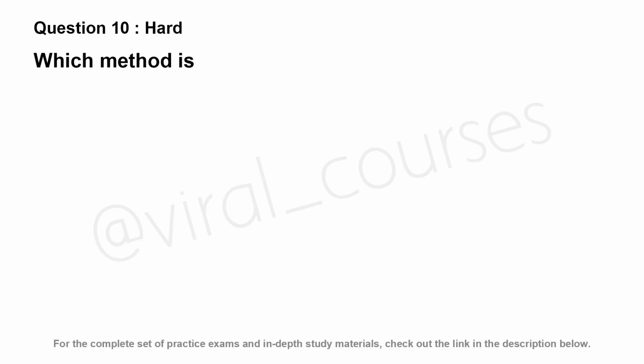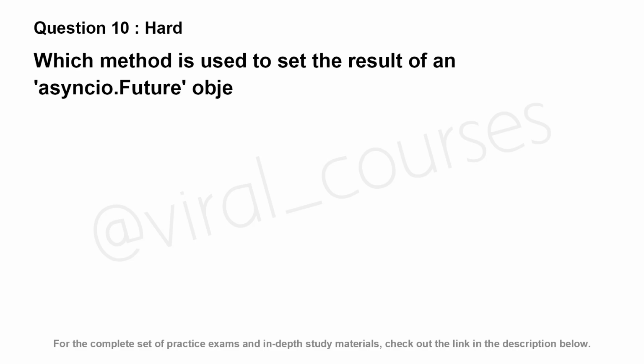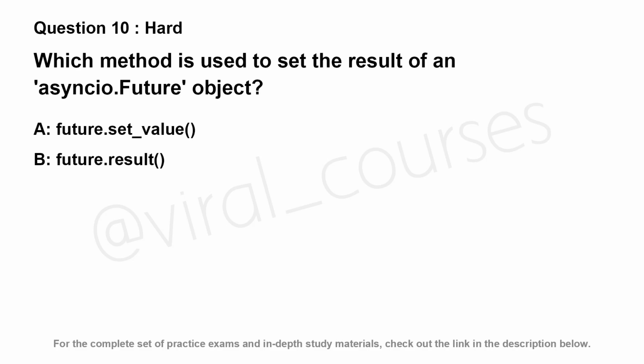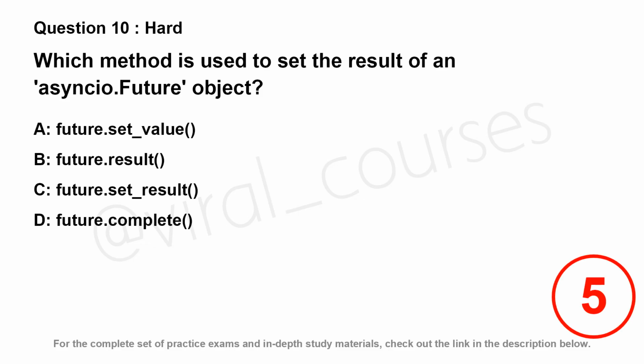Which method is used to set the result of an asyncio future object? Option A. Future.set_value. Option B. Future.result. Option C. Future.set_result. Option D. Future.complete.